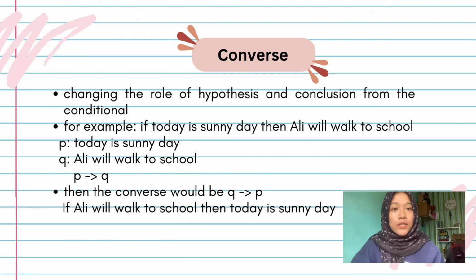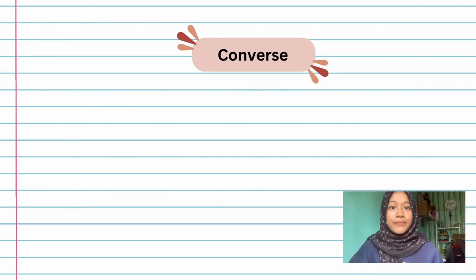Converse. The converse is changing the roles of the hypothesis and conclusion of the conditional. For example, if today is a sunny day, then Ali will walk to school. So P is today is a sunny day and Q is Ali will walk to school. So P implies Q. Then the converse would be Q implies P. If Ali will walk to school, then today is a sunny day.